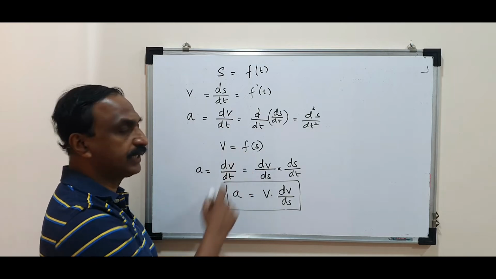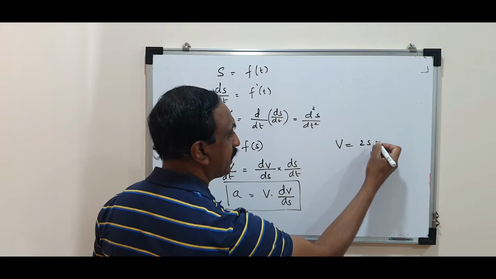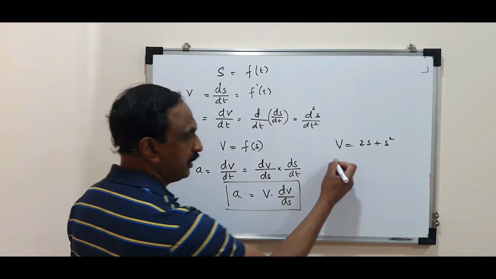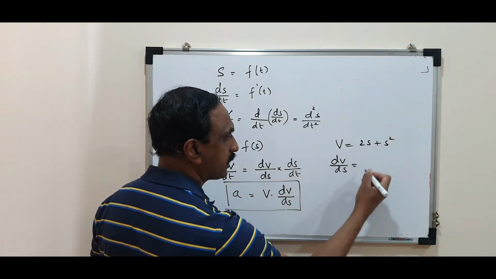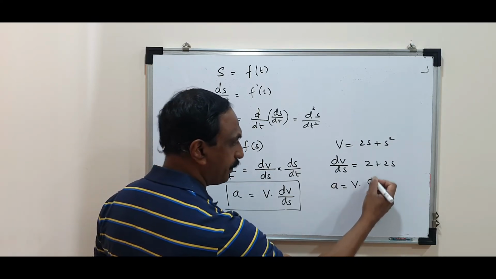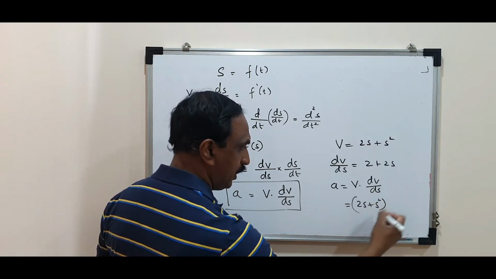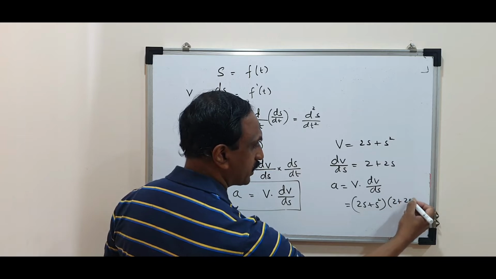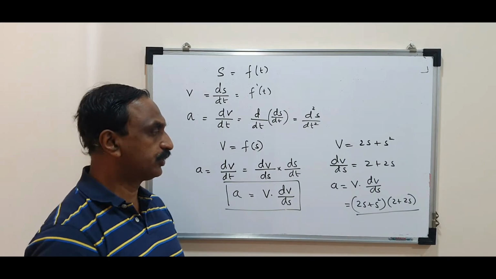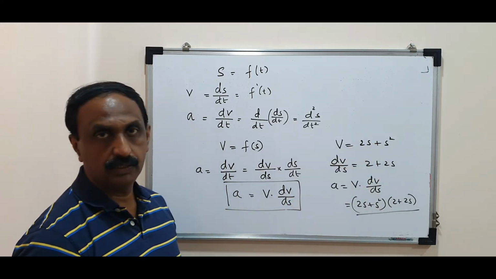One, the relation between velocity and displacement is given to me. Let's imagine v is equal to 2s plus s square. I want to calculate the acceleration. So I will differentiate v with respect to s. So dv by ds is 2 plus 2s. Then acceleration is velocity multiplied by dv by ds, which will become (2s plus s square) into (2 plus 2s). This gives me the relation between displacement and acceleration. So this is the way we can calculate when velocity is given as a function of displacement.